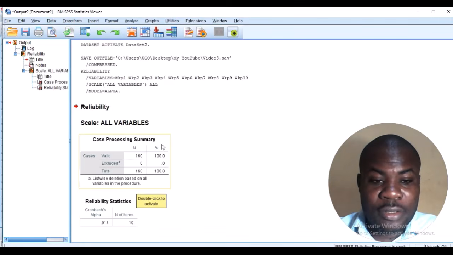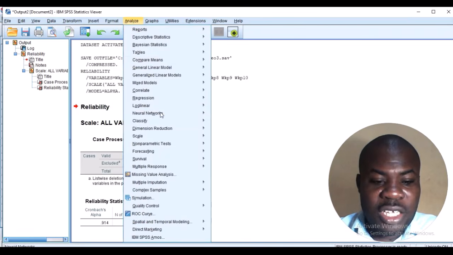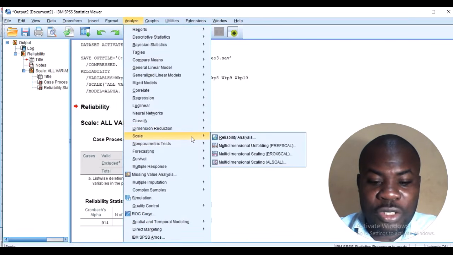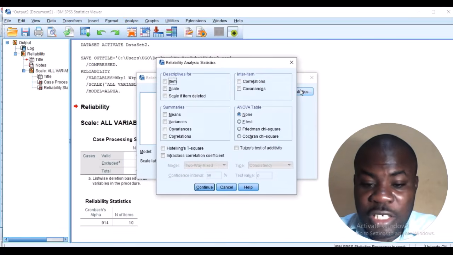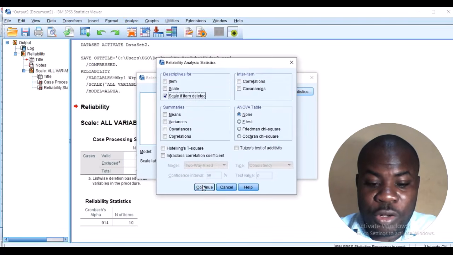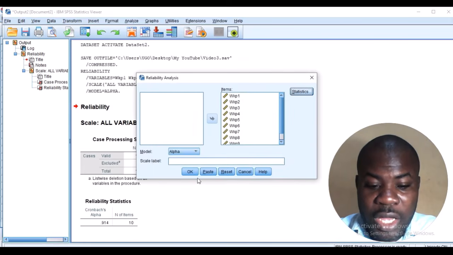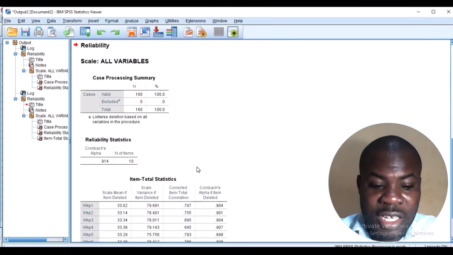Okay, but if you want to see the individual items, how they are faring, the reliability of the individual items in your measurement scale, you may want to click this. So you head over to statistics, you select scale if item deleted, and then you click OK, and then you run the analysis again.